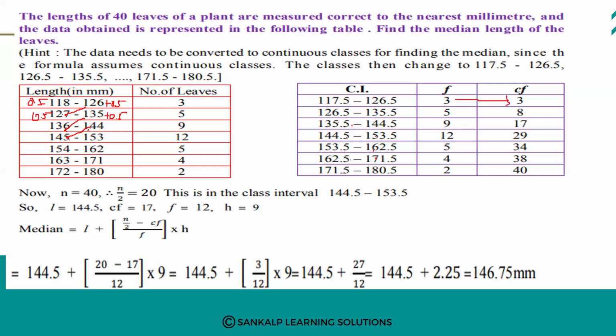First frequency is 3. So, the next cumulative frequency can be calculated by 3 plus 5, that is 8. 8 plus 9, that is 17. 17 plus 12, 29. 29 plus 5, 34. 34 plus 4, 38. 38 plus 2, that is 40. Okay. So, the last value of cumulative frequency is 40.